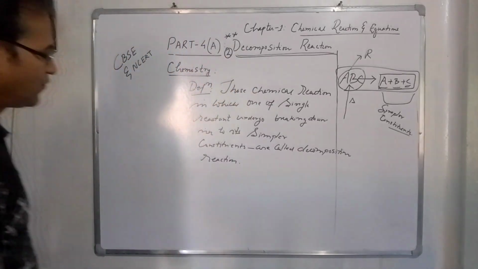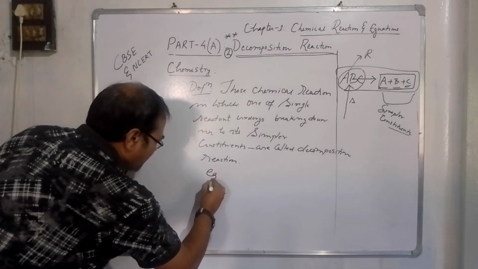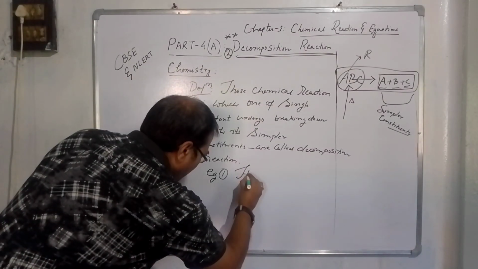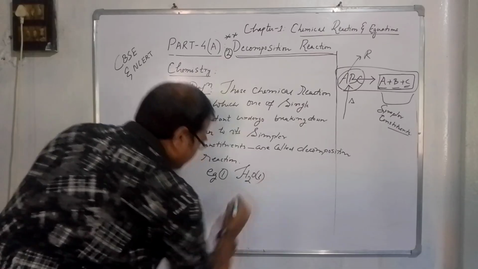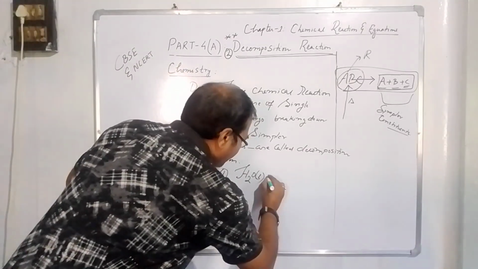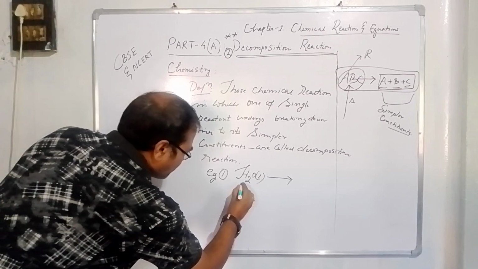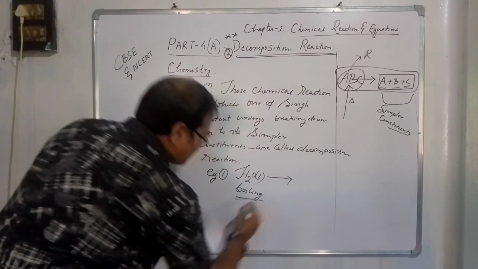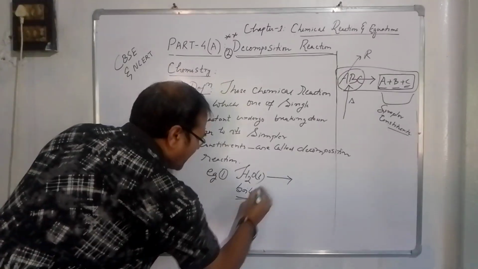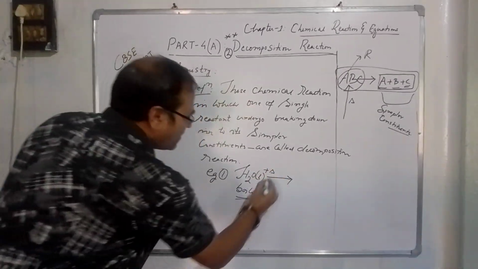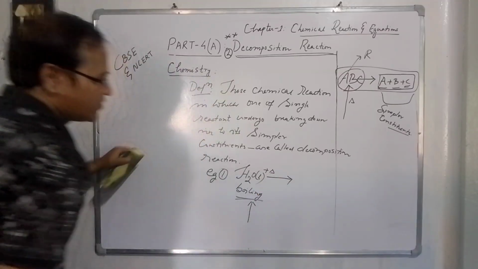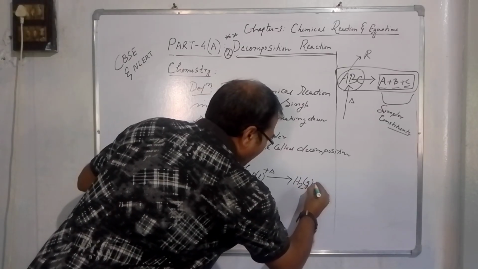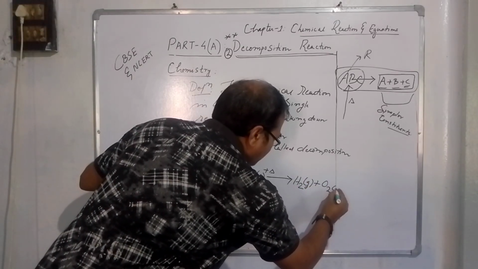Now we shall discuss one example. There are various examples, but we will take the simpler one so that it will be easier for you to understand. Let's take water. It is liquid at room temperature. If you go on boiling the water, this process is called boiling or evaporation. When you apply heat, you write a plus delta. It will undergo decomposition into its own simpler constituents.